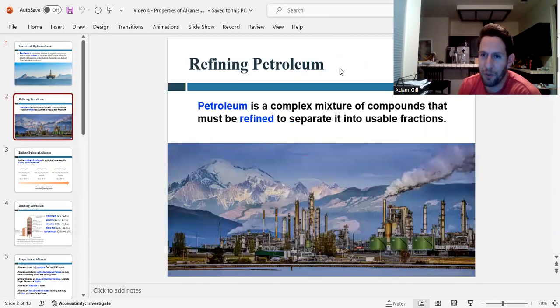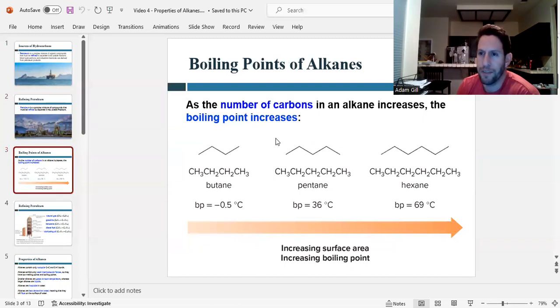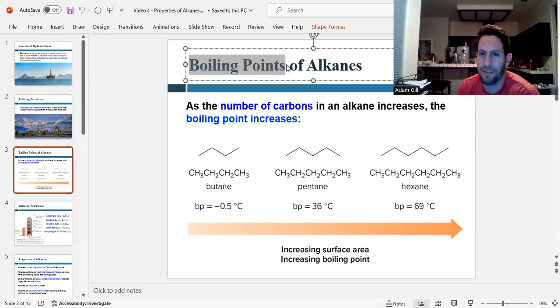So refining petroleum takes the crude oil and runs it through a refinery where they separate it into what are called fractions based on boiling point. So they heat up the crude oil, and some things boil off at lower temperatures, and then others boil off at higher temperatures, and they separate them based on boiling point. And so that brings us to our first physical property, boiling points of alkanes.